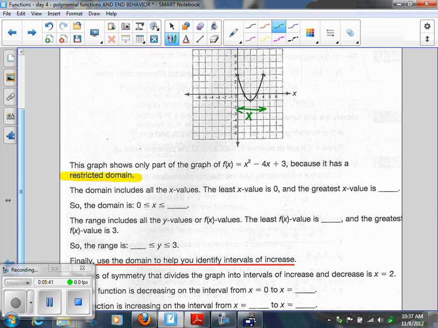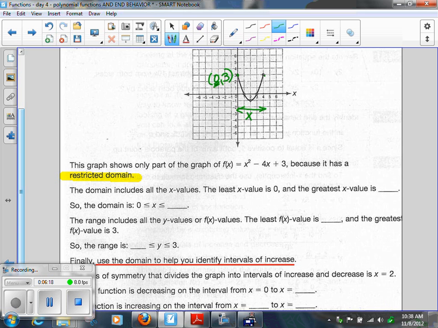When I know where the x values are, they're on my horizontal axis. The least x value on that curve is 0. Do you guys see that? How do you know that? Well, if I had to plot this point right here, what would the ordered pair be? 0, 3. So that's the least x value that we're looking at. The greatest x value then is what? All right, now, why did I do this?